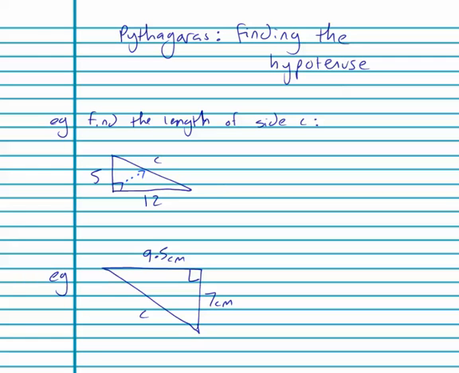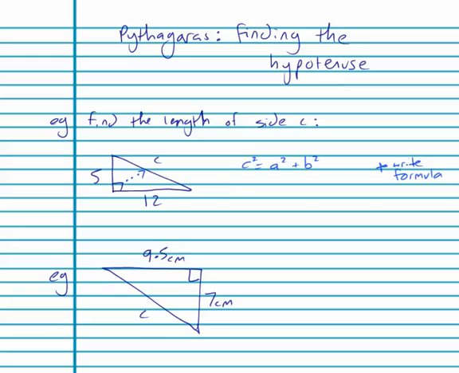Anytime we're solving a problem that has a formula, the first thing we do is write the formula. C squared equals A squared plus B squared. First step, write the formula.